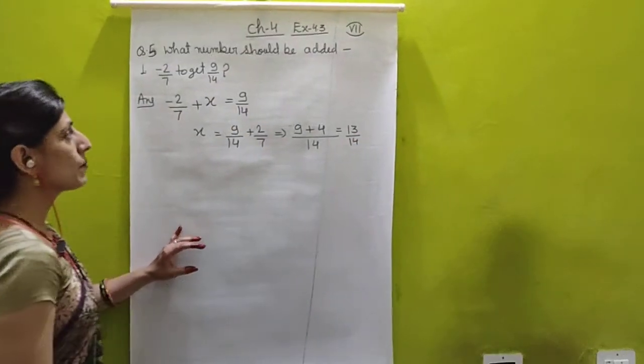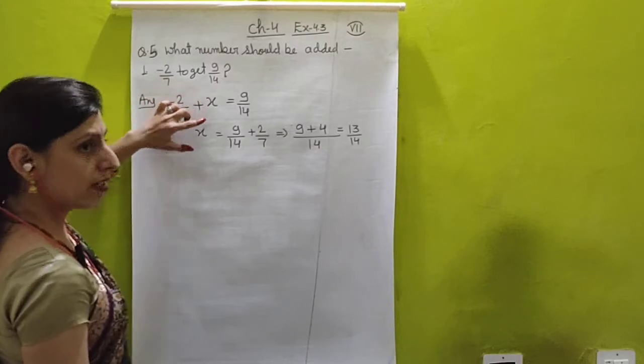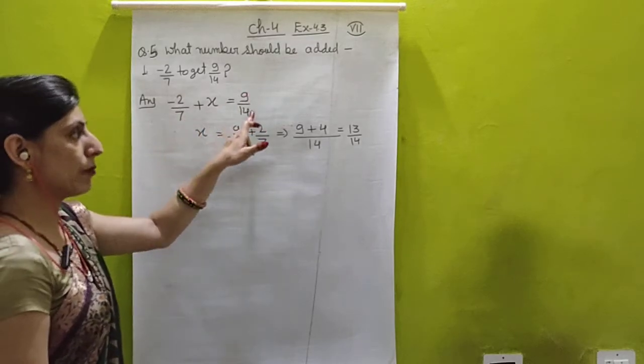So students, what is the number? The number will be 13 upon 14. When you will add in minus 2 upon 7, you will get 9 upon 40.